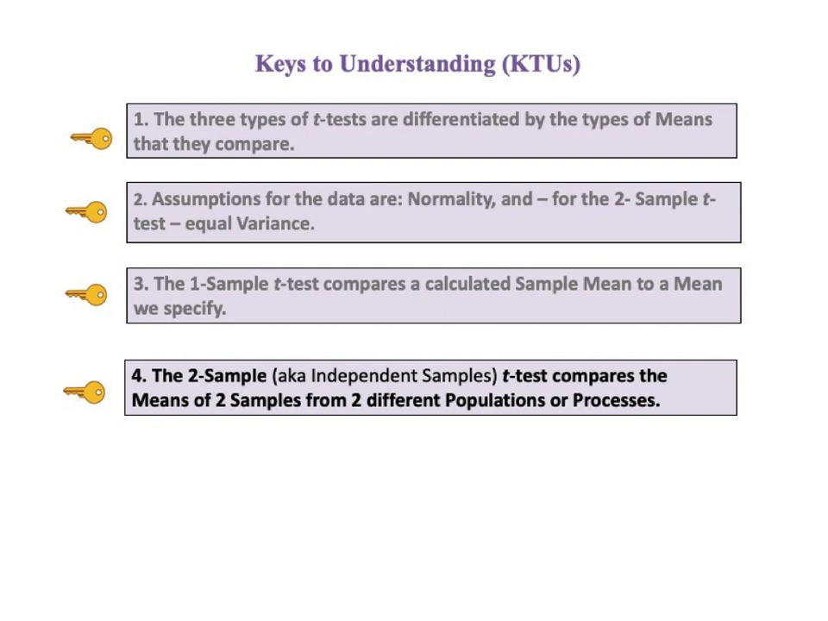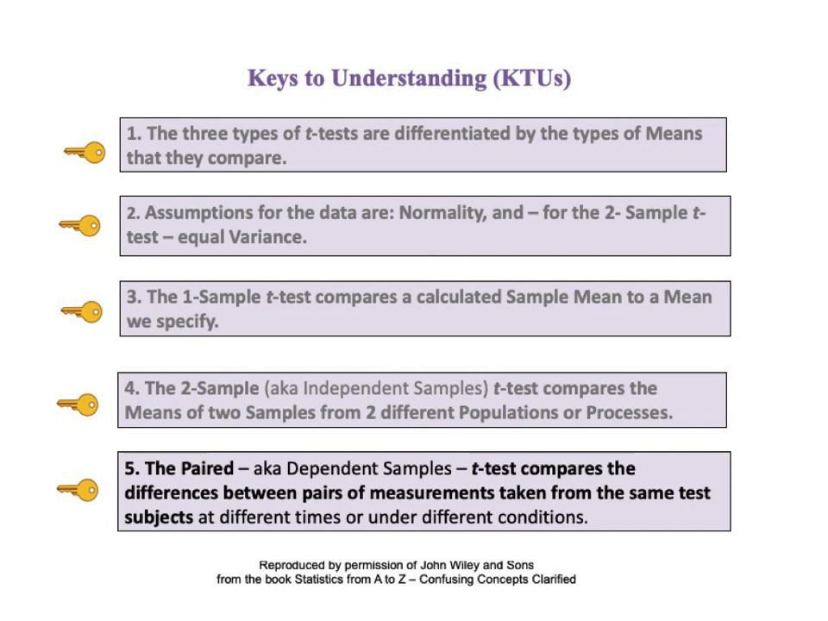Key to understanding number 4 says the 2-sample t-test is also known as the independent samples t-test. It compares the means of 2 samples, one from each of 2 different populations or processes. And the final KTU states the paired t-test, also known as the dependent samples t-test, compares the differences between pairs of measurements taken from the same test subjects. The 2 measurements in a pair are taken at different times or under different conditions.